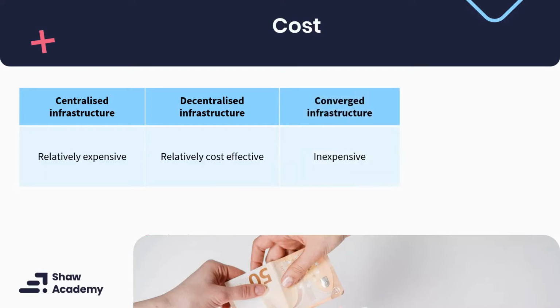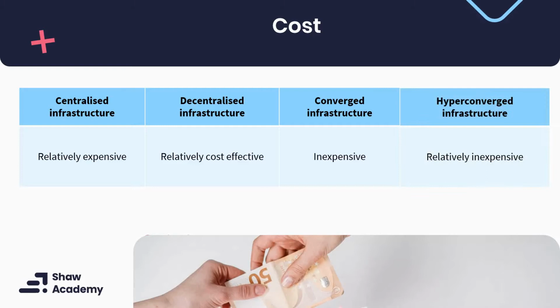A converged infrastructure is inexpensive to implement. If the hardware components are available, companies can optimize their environment by introducing virtualization to their infrastructure. A hyper-converged infrastructure is relatively inexpensive. The hyper-converged infrastructure utilizes every hardware by the use of virtualization.